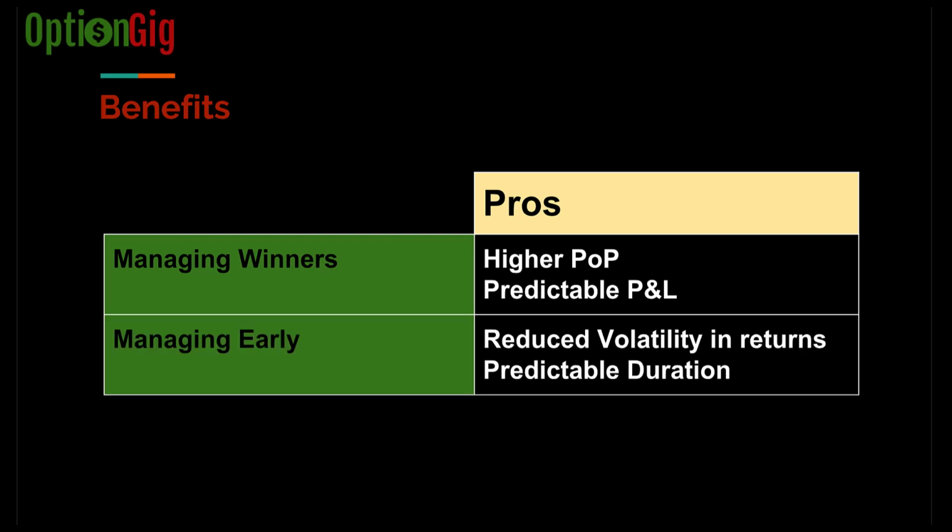How about managing early? At 21 days to expiration, it will reduce the volatility in the returns because we are not exposed to the vagaries of the gamma Greek in the last few weeks of an option trade. And it also gives a predictable duration for when the profits will come in. So these are the benefits of managing winners and managing early.